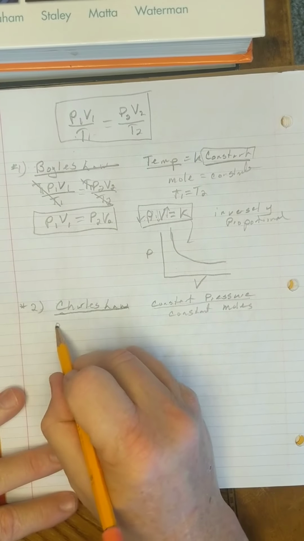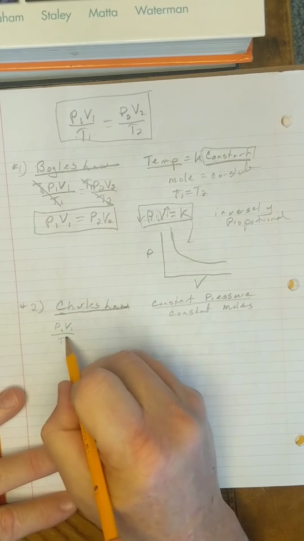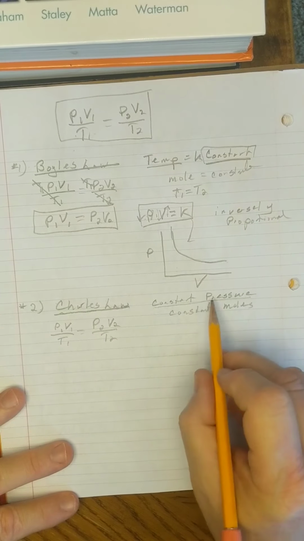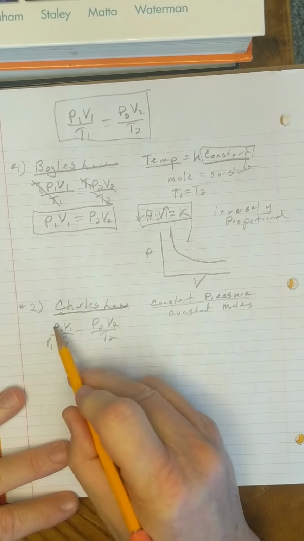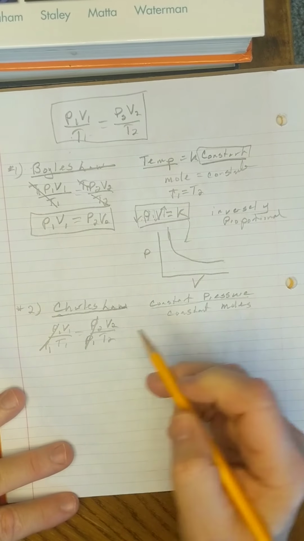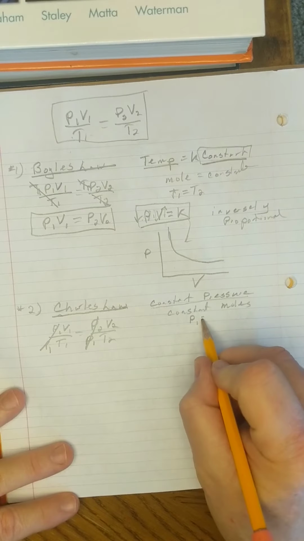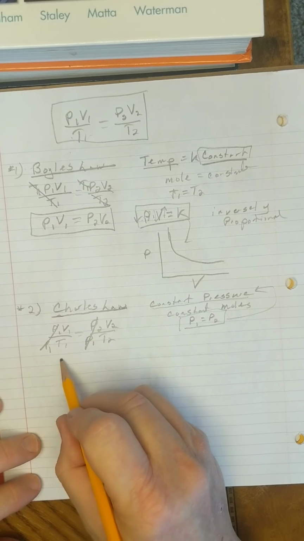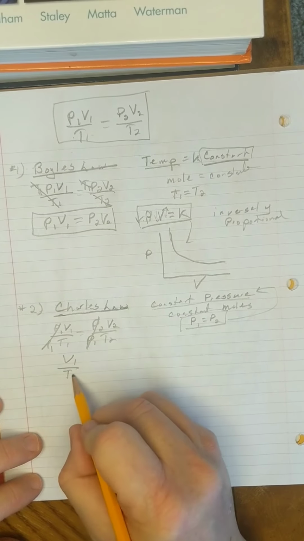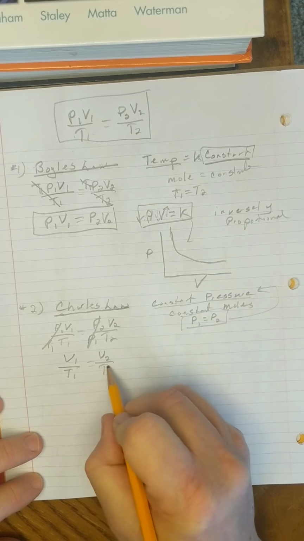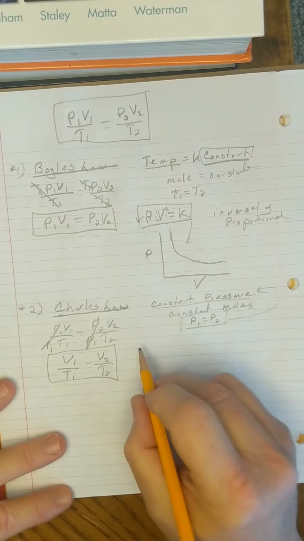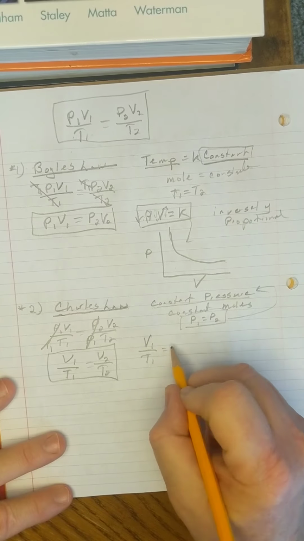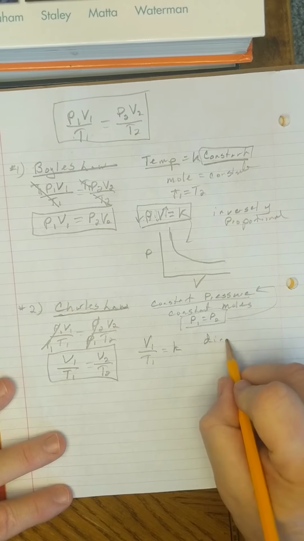Again, to derive this, we would start off with P1 V1 over T1, P2 V2 over T2. And if we have constant pressure, the pressure would cancel out. So P1 equals P2 for constant pressure. Okay. And then Charles's law ends up being V1 over T1 equals V2 over T2. And what Charles discovered is that V1 over T1 was a constant. This is a direct proportionality.